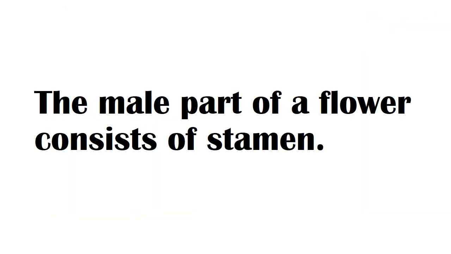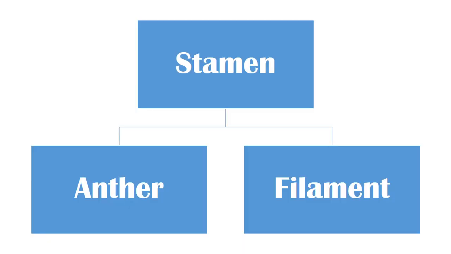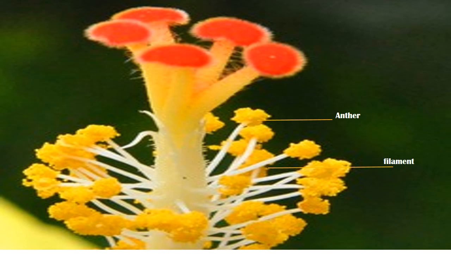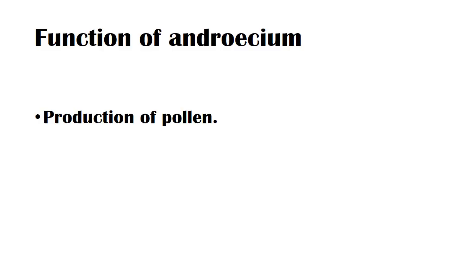Androecium. The male part of the flower is called the androecium, which consists of stamens. Each stamen is made up of two parts, the anther and the filament. These are the stamens. In one of the stamens you can see there are two things. This is the anther and this is the filament. The yellow color is the anther, the white color is the filament. The function of the androecium is production of pollen.